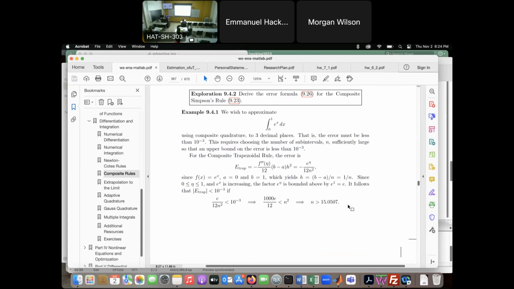Any questions about how that number of subintervals was obtained?